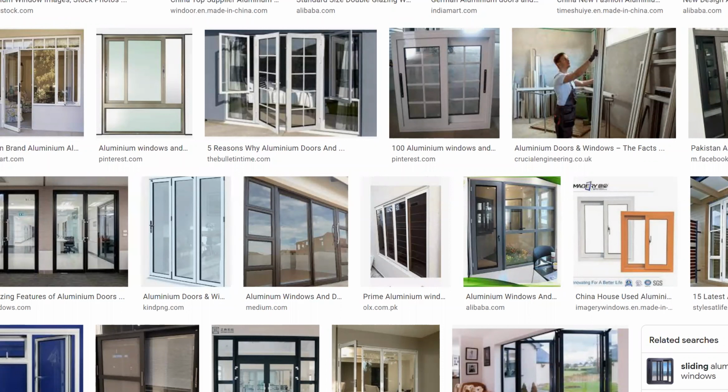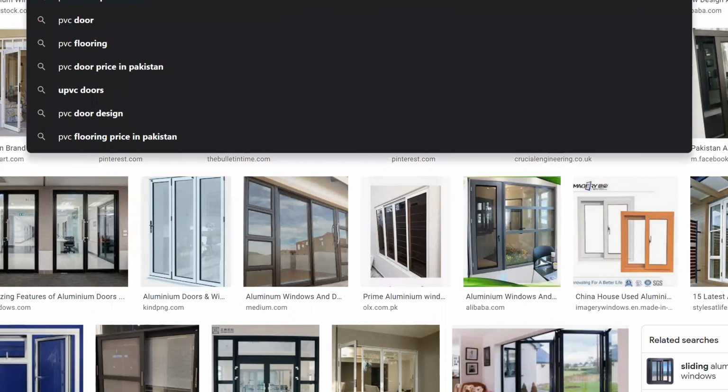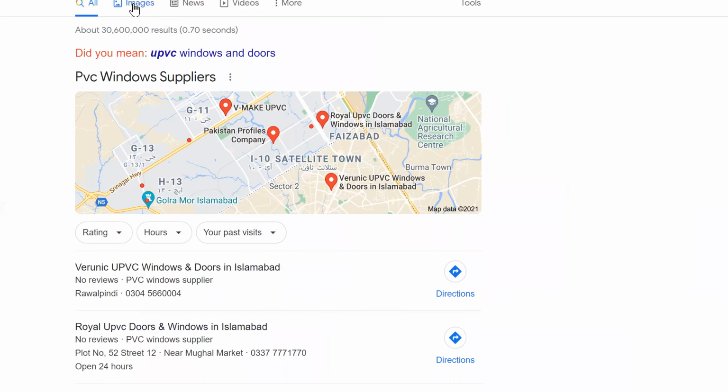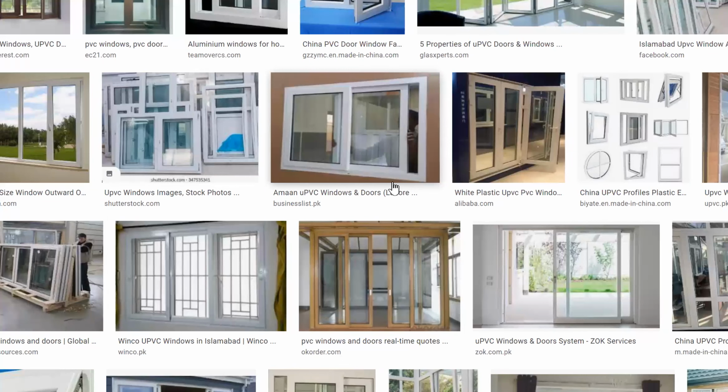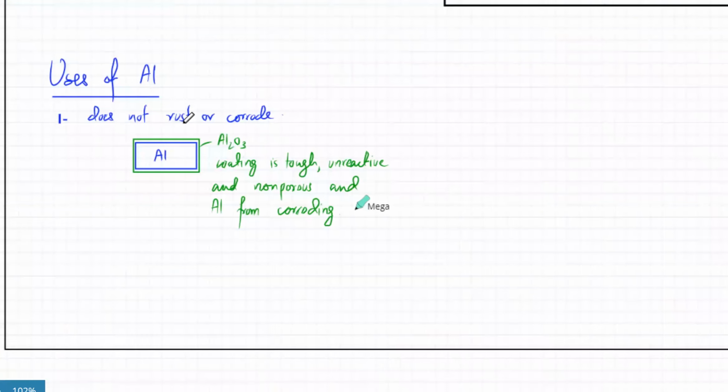But now everything is being replaced by PVC. PVC windows and doors. Even the floor tiles are being replaced by PVC. That's kind of like a plastic. So this is the new thing that's in now. It's lighter and it's tougher as well. And it doesn't corrode, because plastic doesn't react with water in the first place. But anyways, aluminium is still in, though not that popular. PVC is now taking over. Aluminium does not rust or corrode.